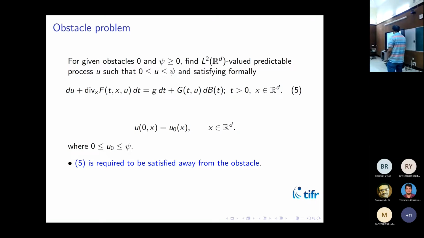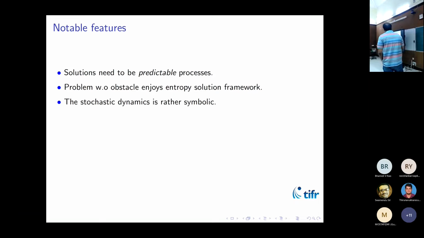So here, the solutions, the way they are defined, are certain predictable processes, and that is the case for the problem without obstacle. And one good thing for the problem without obstacle is the following: you really don't have this barrier constraint anymore. You want just your PDE to be satisfied. Thankfully, there is an entire extension of the entropy solution framework available for stochastic PDEs also.